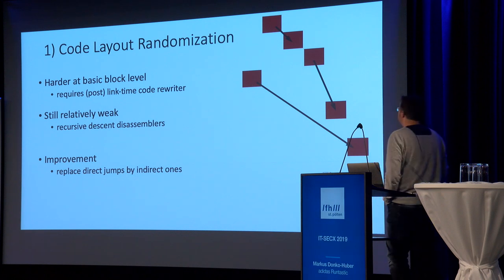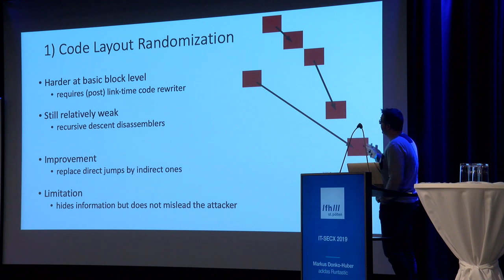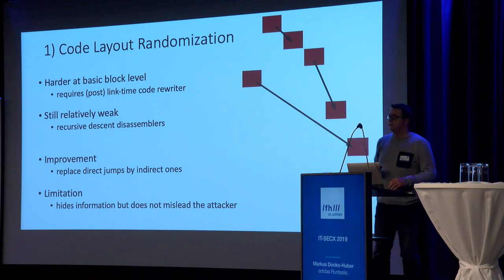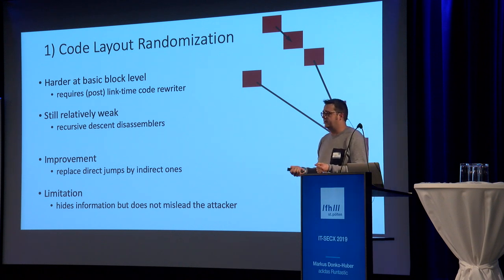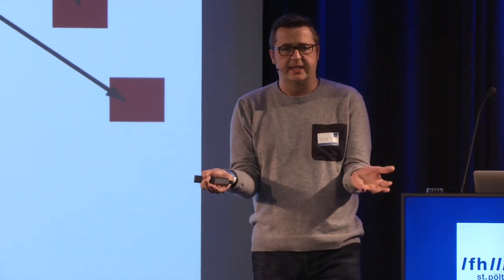So that's an improvement. There's still a limitation, however, and the limitation is that you have reduced the amount of available information, that's fine, but you did not add any misleading information. And the problem with that is that you just slow down the attacker a little bit because he has to fill in the holes manually or with other attack tools. But he's not going to spend effort trying to understand code fragments that do not relate to each other at all.